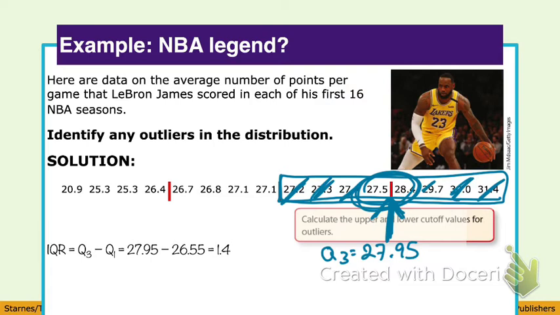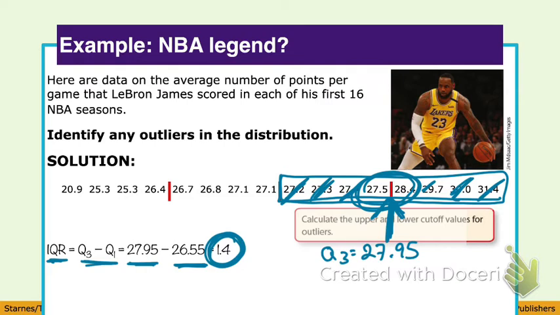And so what we do now is we find the IQR. The IQR is just Q3 minus Q1. So I'll take that Q3 of 27.95 and subtract Q1, which was 26.55, and I get 1.4. So the IQR is 1.4. Everybody with me so far? Perfect. All right. Now I'm going to take that IQR of 1.4 and multiply it by 1.5.